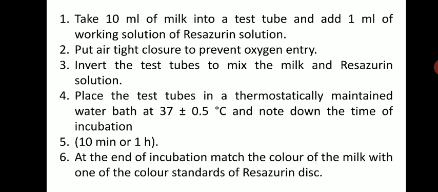Then the procedure. How to carry out this test? You first take 10 ml of milk into a test tube, and in that you add 1 ml of working solution of Resazurin. Put an airtight closure to prevent entry of oxygen. So you have to put a stopper at the mouth of the test tube to prevent entry of oxygen. Then invert the test tube to mix milk and Resazurin solution.